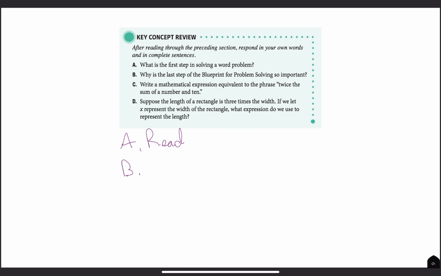Well, an application problem is a real world problem. So your real world problem should have an answer that makes real world sense. And that's why it's so important. So you want to check that your answer or solution to the problem is reasonable, right? Does it make sense? Is it reasonable? All right, C.